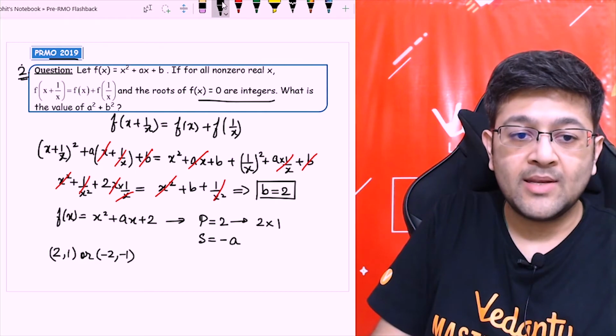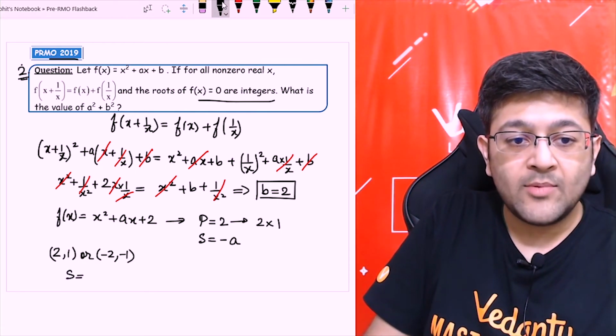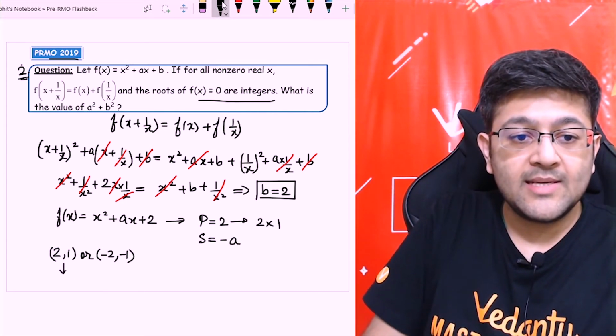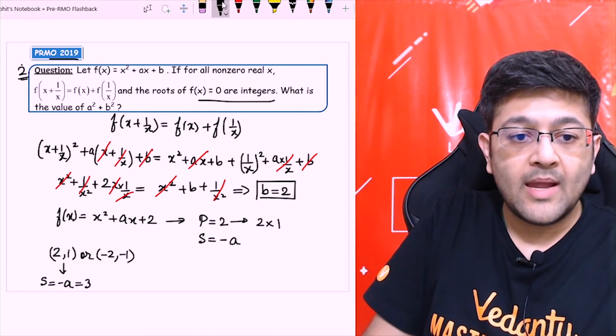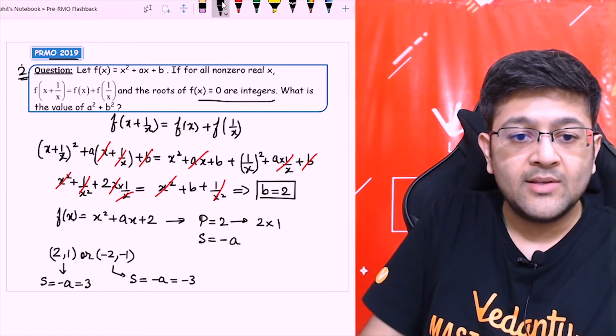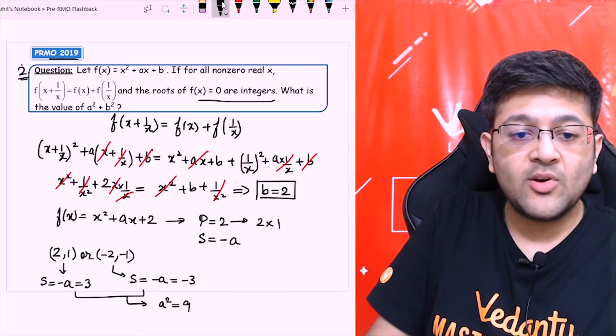Only case is this one. And this means, in the first case, the sum that is equal to minus a will be equal to 3, and in this case, the sum minus a will be equal to minus 3. But in both of the cases, if I have to calculate a square, that will be surely 9, right?